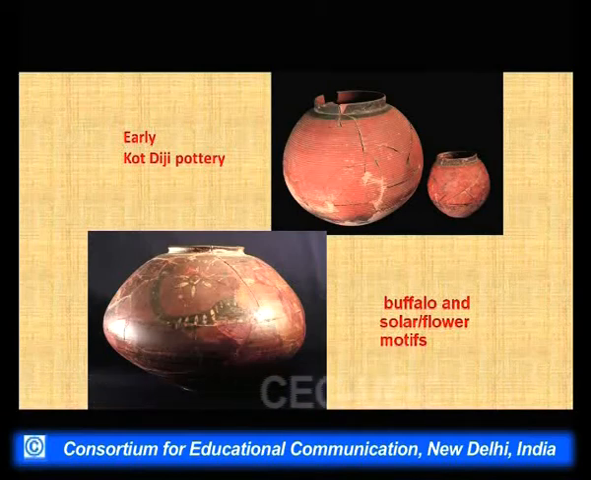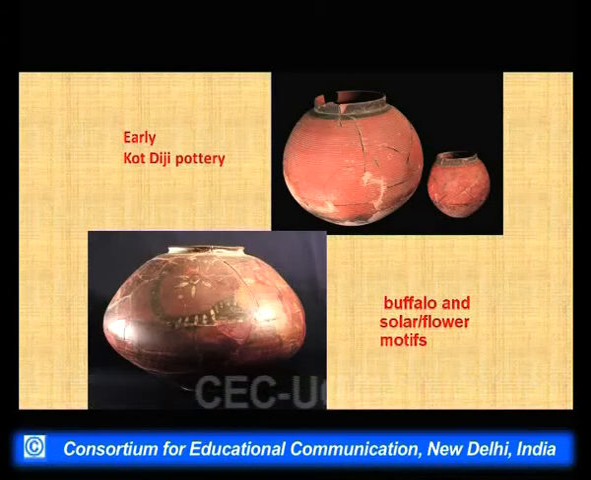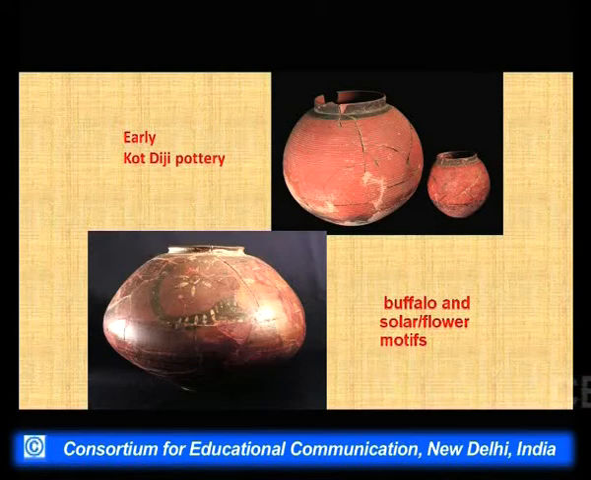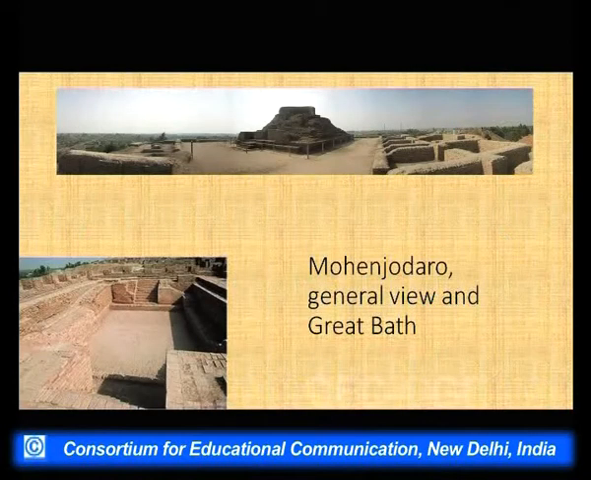Okay. Now again you will see that early Kot Diji pottery is showing signs of developing into Harappan pottery, because it has the red with black paint on it, and it has some symbols that are quite Harappan in character, such as buffalo and solar and flower motifs. Of course, new motifs come in when we come to the mature Harappan phase.